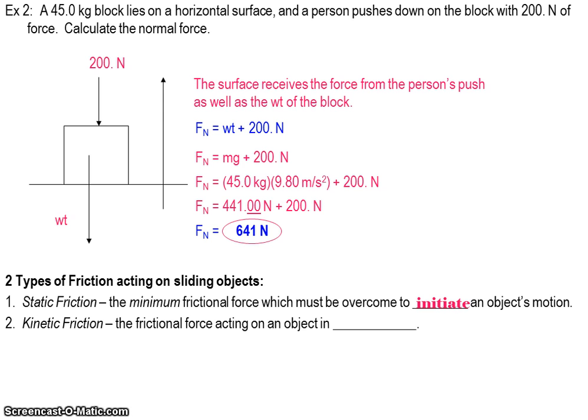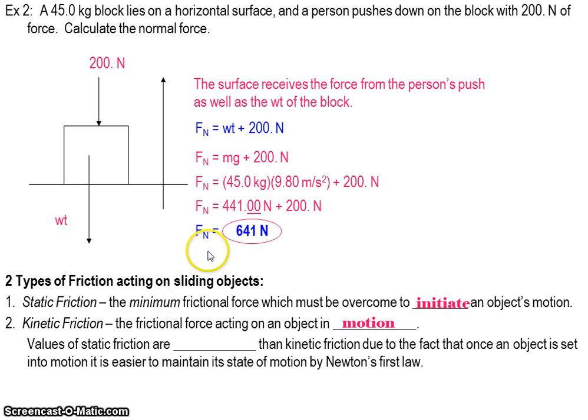The other type of friction is called kinetic friction. So kinetic friction is, again, the frictional force that's acting on an object when it's in motion. And a couple things. The values of static friction are always going to be greater than the kinetic friction, because once an object is set into motion, it's now easier to keep it moving based on the law of inertia.